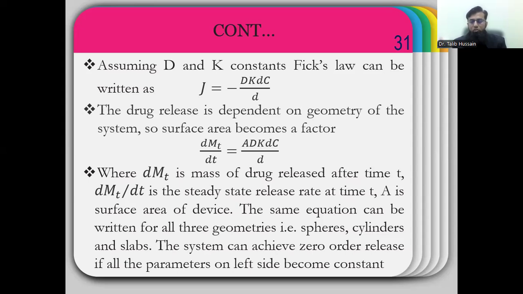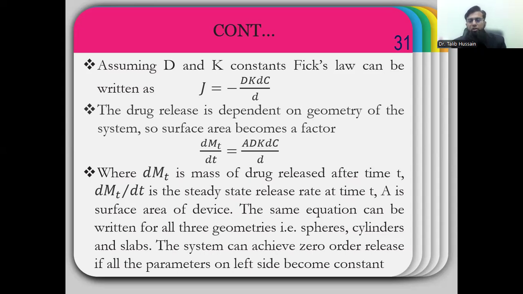For example, we can formulate a round delivery system, which is known as a spherical delivery system. So for spheres, it can be written for spheres. We can formulate it into a tablet-like or capsule-like shape or pellet-like shape. So these shapes are cylinders. So a cylindrical equation can be written from this equation.